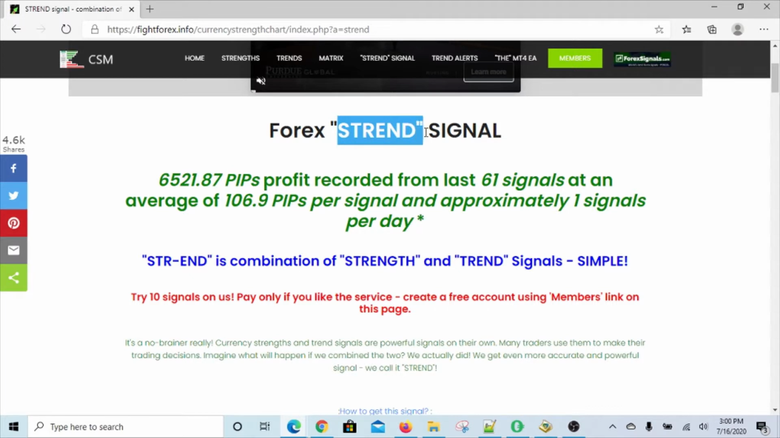The Forex STREND signal, as the name suggests, is calculated by combining our Forex strength meter readings and our Forex trend meter readings. We were trying to be a little creative, just combined the two words and came up with STREND. So at the heart of this is where these two meters come into place: finding the best strength-wise signal, then finding the best trend-wise signals, and then combining them to find the best combination. So let me explain this further.